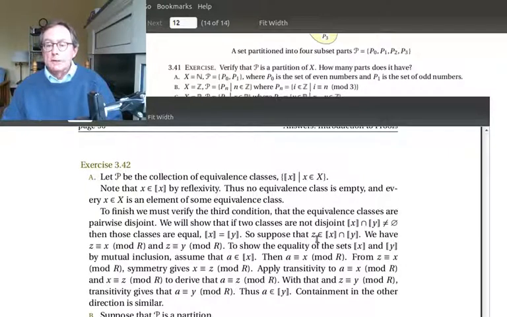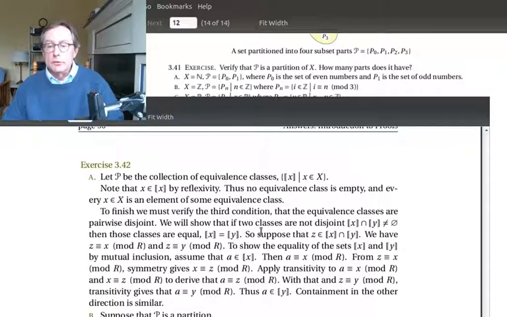So suppose that Z is an element of the intersection, then Z is congruent to X mod R, and Z is congruent to Y mod R. To show that the two sets are equal, we want to show mutual inclusion, so we suppose that A is an element of [X]. In order to show mutual inclusion, you often suppose that A is an element of the first and go on to show that A is an element of the second.